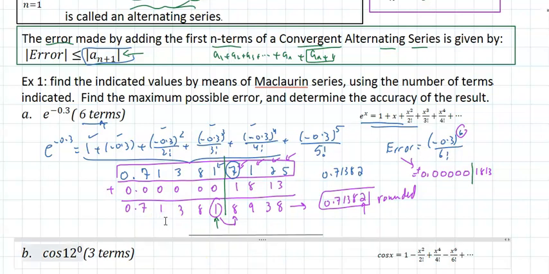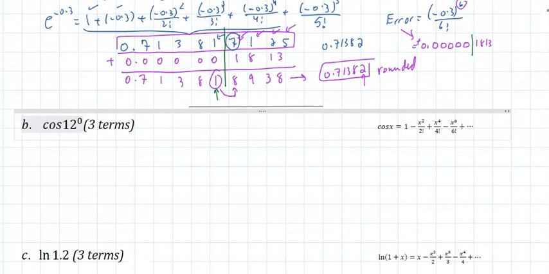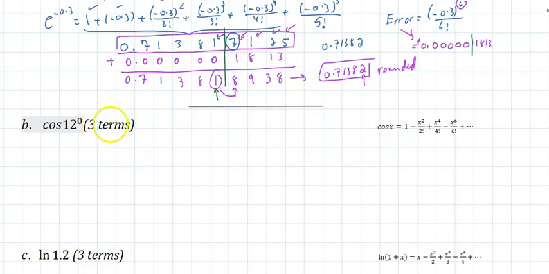If I look at the next problem, keep in mind trig works with radians. So when I see 12 degrees, I need to really take 12 degrees and convert it to radians. That's pi over 180 degrees. And that turns out to be pi divided by 15. So I'm looking at the cosine of pi over 15. This is an irrational number. I only need 3 terms, so I only need those 3 terms.